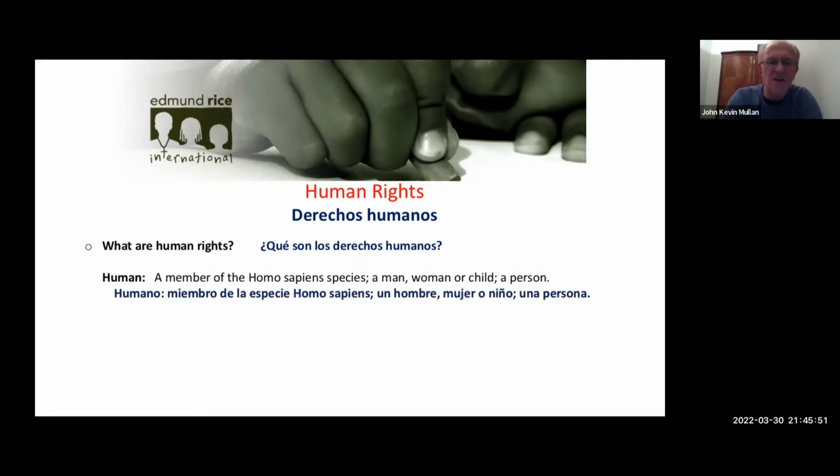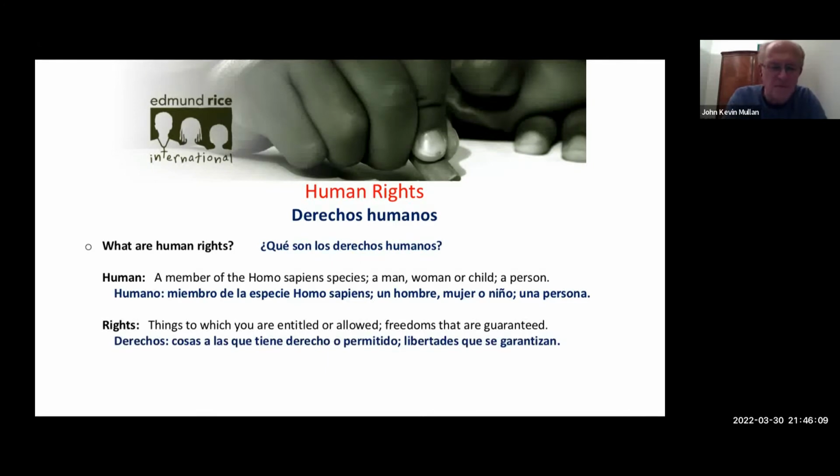And if we take the actual individual words, take the word human, and we think of what human means: a member of Homo sapiens, a man, a woman, a child, a person. So with human rights, we're dealing with people. And then rights: things to which you're entitled or allowed, freedoms that are guaranteed or protected. So rights can be thought of in two ways, entitlements and freedoms.